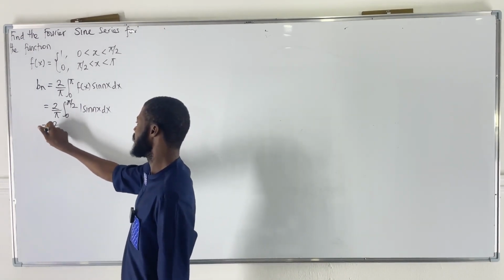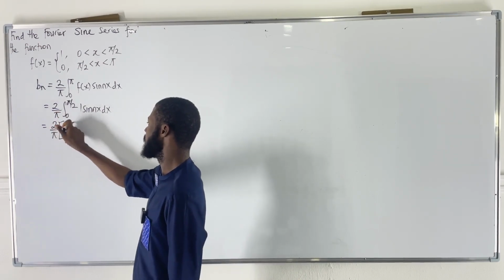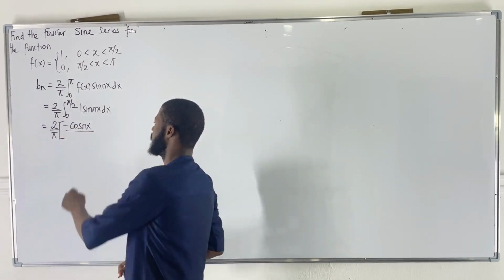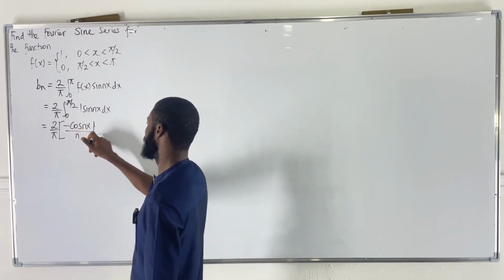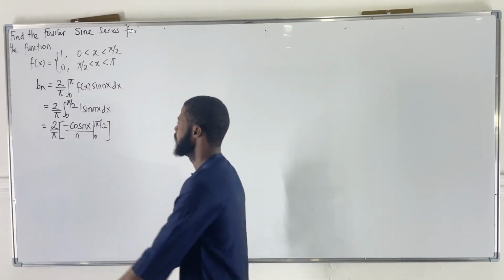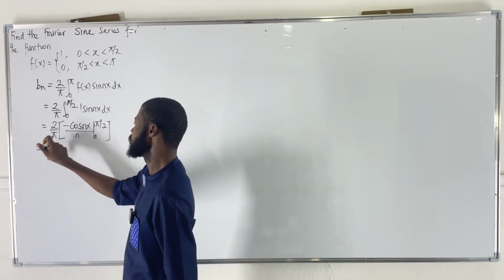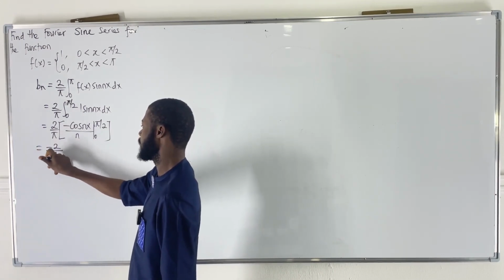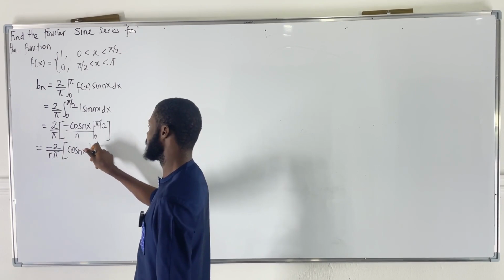So that means I'll be having 2 over pi, open up a bracket. When you integrate sine, you will get minus cosine nx, divided by n, since when you differentiate nx you get n. And this is from 0 to pi over 2. Now the minus is a constant, the over n is a constant, so they can come outside. So this will be minus 2 over pi times n, which is n pi, and what will be left will be cos nx from 0 to pi over 2.